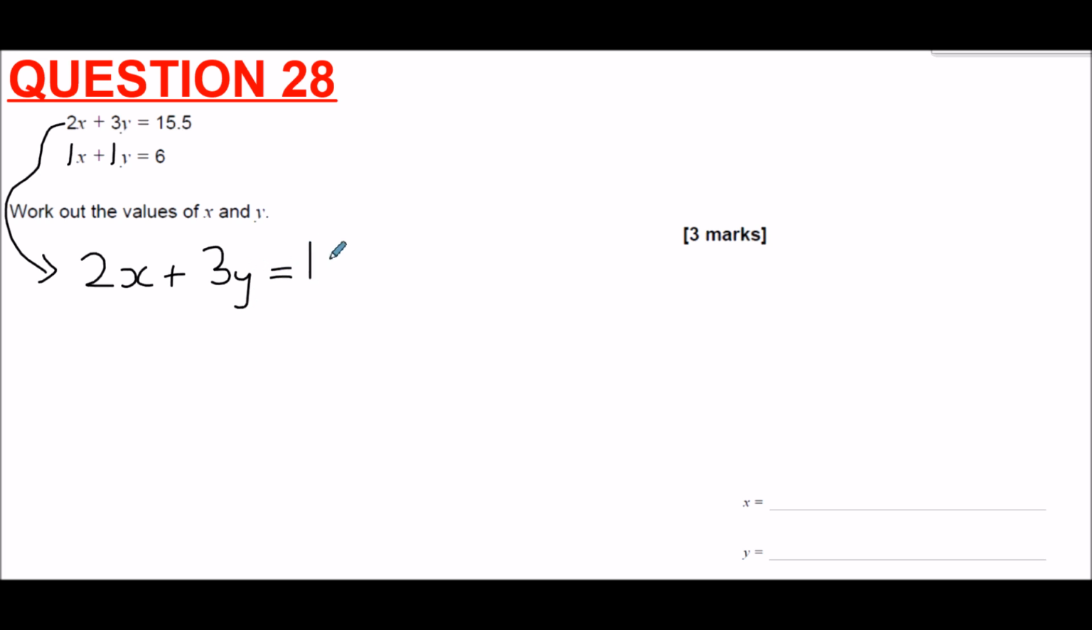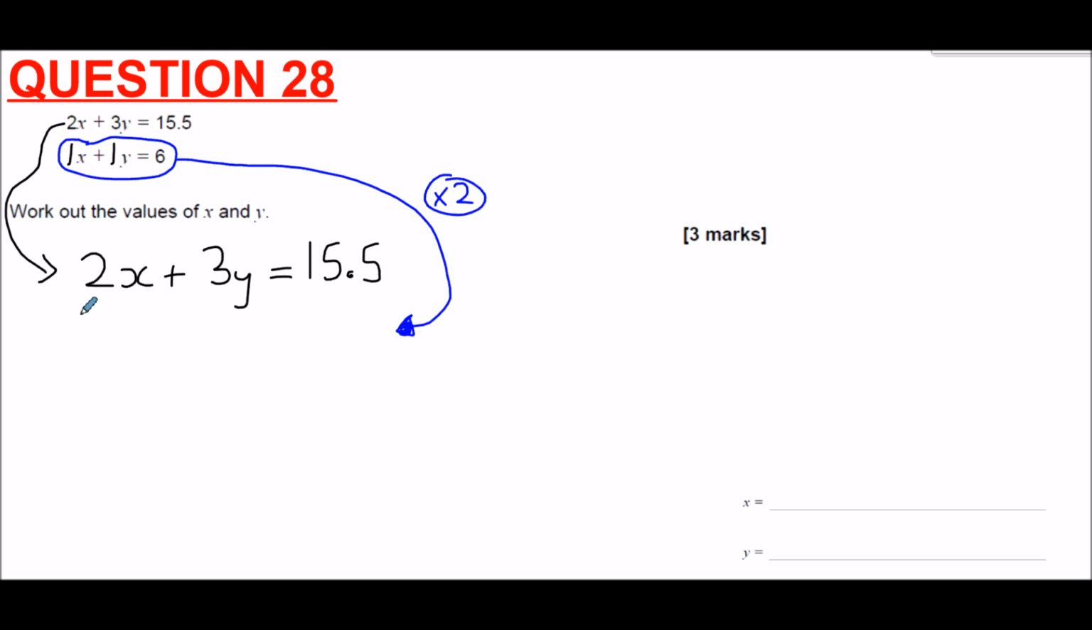But what I'm suggesting we could do to the bottom one would be to double absolutely everything. So if we take the x's, the y's and the number and just multiply every single thing in this equation by 2, what we'll get is we'll have 2 x's in the bottom equation as well as the top, and that's all we're after.